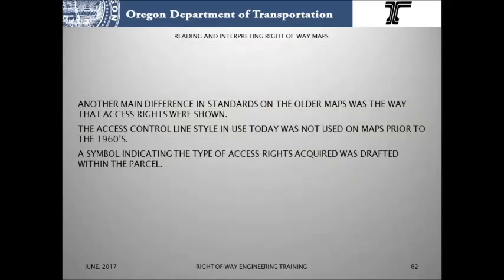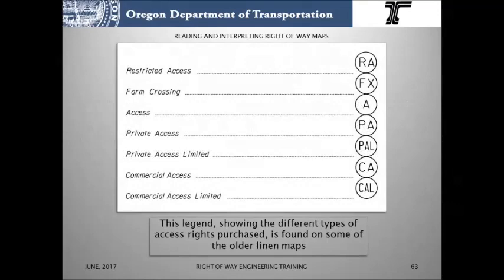Another main difference in standards on the older maps was the way the access rights were shown. The access control line in use today was not used on maps prior to the 1960s. There's no real hard date. They kind of just slowly phased out the old system and went into the access control line. So they did have a symbol indicating the type of access rights acquired, and that was drafted within the parcel.